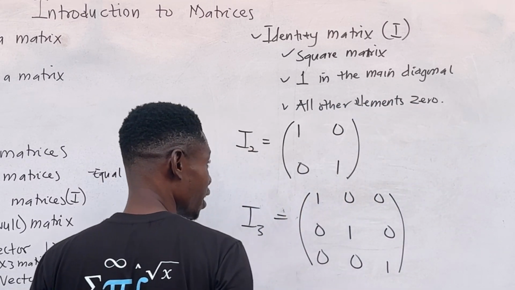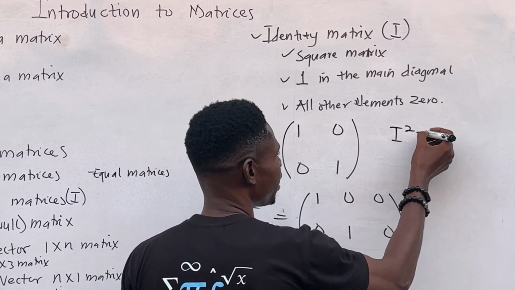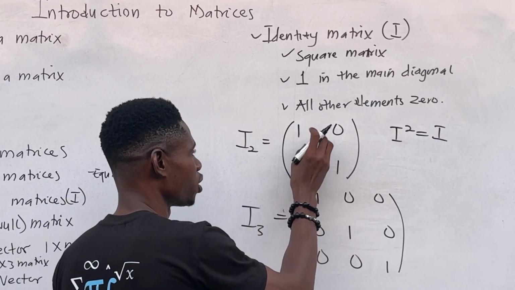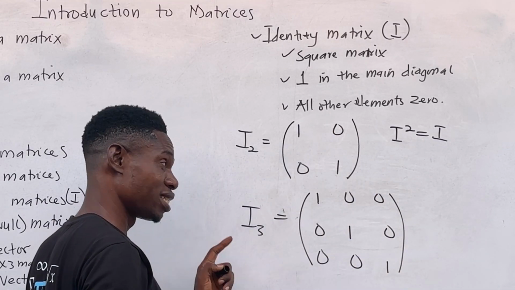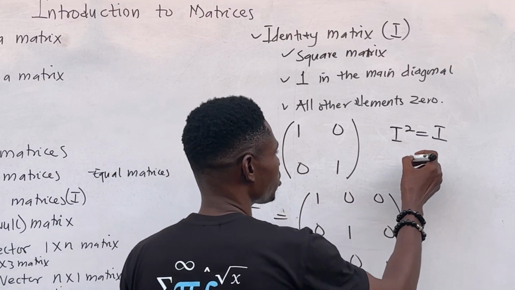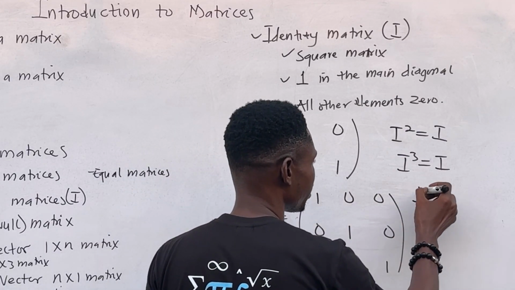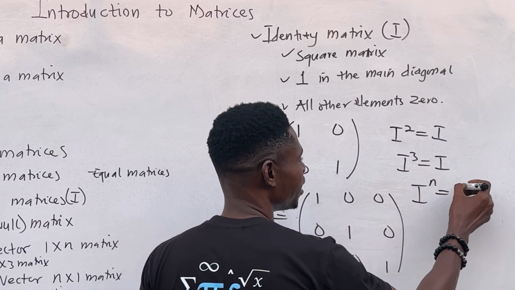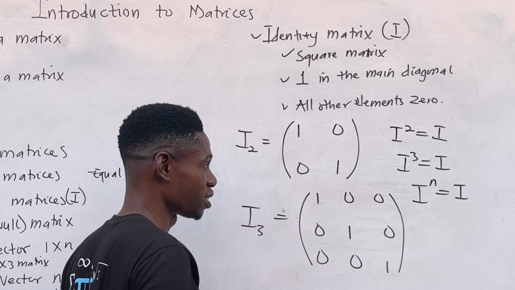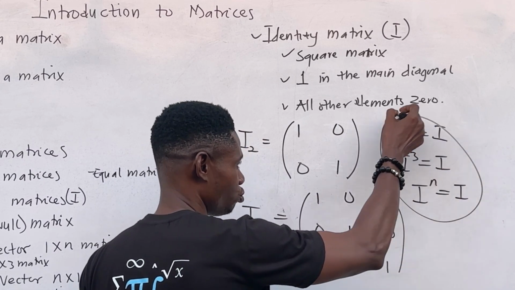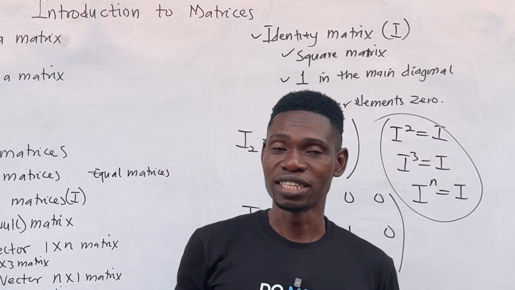But one thing you need to know about identity matrices, which we'll focus on later, is that if you square an identity matrix, I squared, the answer is I. So if you pick this matrix now and multiply it by itself, that's I multiplied by I, the answer you get is still this matrix. Please take note of this. What about I cubed? The answer is still I. I raised to a positive power n, the answer is still I. So whether it's a 2 by 2 or a 3 by 3 matrix, this is true. Okay, so that will be that for identity matrices.